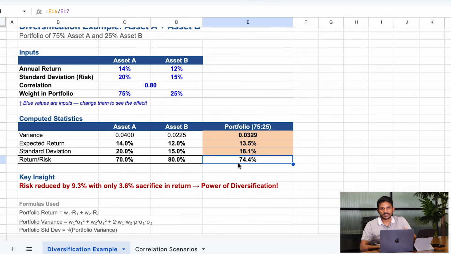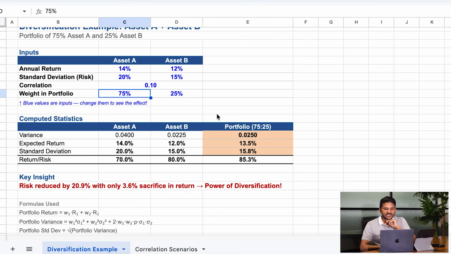Because they are highly correlated to each other, you're not seeing a significant drop in risk or volatility compared to asset A or asset B. Now, let's assume that the correlation is actually 0.1 instead of 0.8. Here you can see that the volatility has significantly dropped without sacrificing the return so much. So as a result, if you do the return upon risk ratio, you see that it is higher than both asset A and asset B.